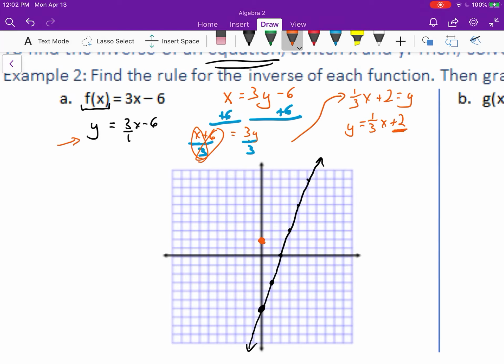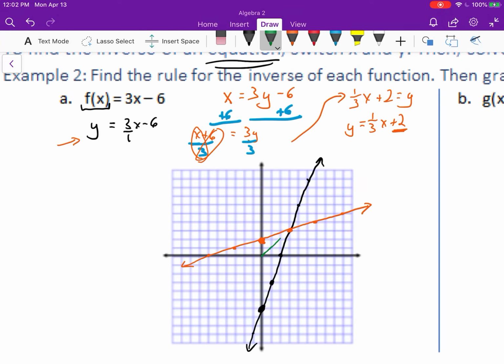Let's graph that. This is our y-intercept at 2. And we have a slope of 1/3. So up 1, right 3. And so this graph would look something like this. So the inverse of a line is still a line.